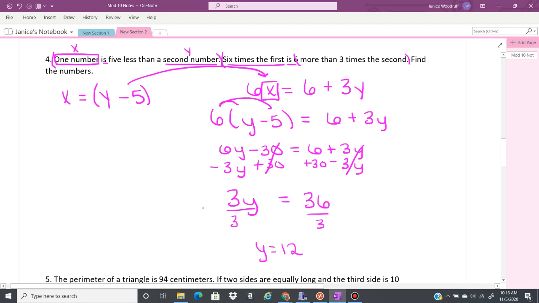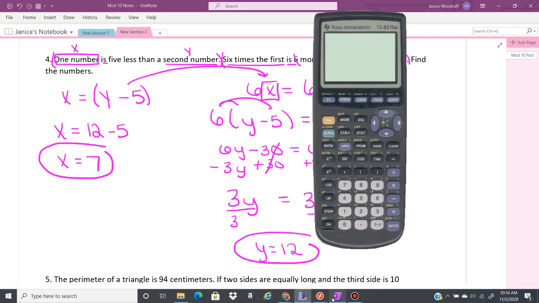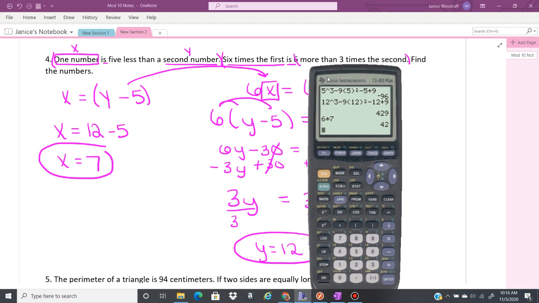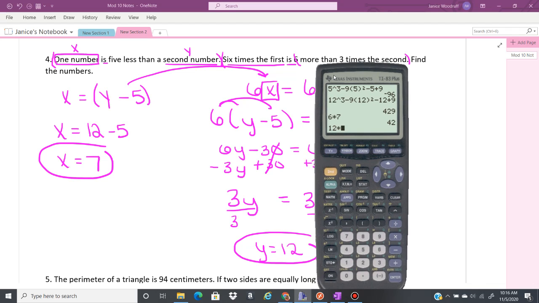Now we have to find our first number, 5 less than the second number. So X is going to be 12 minus 5. So X should be 7. So first number is 7, second number is 12. And then just make sure you check that on your calculator. We can go ahead and pull that up right here. So one number is 5 less than the second number. We already checked that. Check it in here. So 6 times the first. So 6 times 7 is 42. And that is 6 more than 3 times the second. So if I take the second number, multiply it by 3, and then add 6, then I get the same amount. Okay, so those should work there.